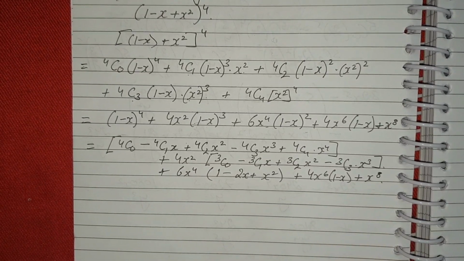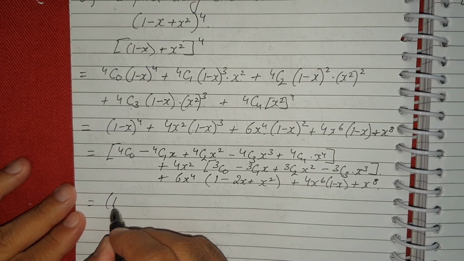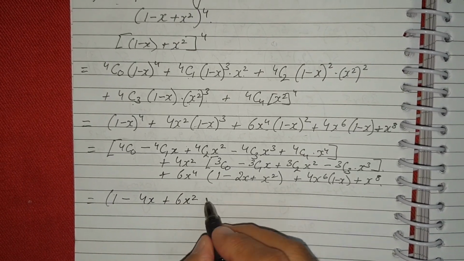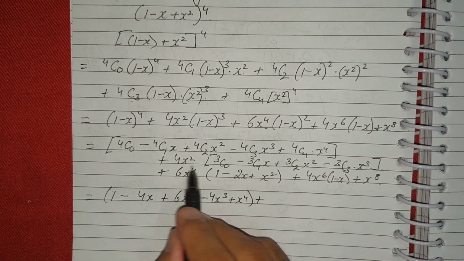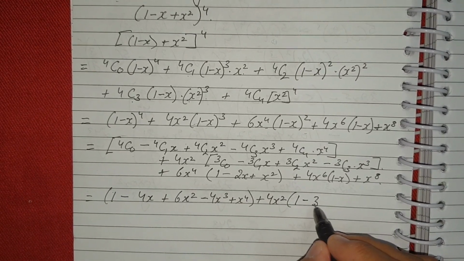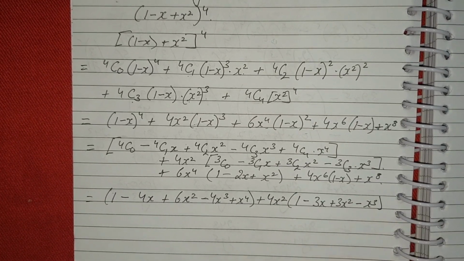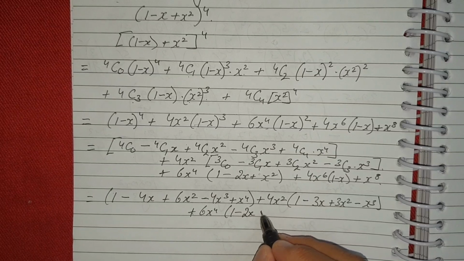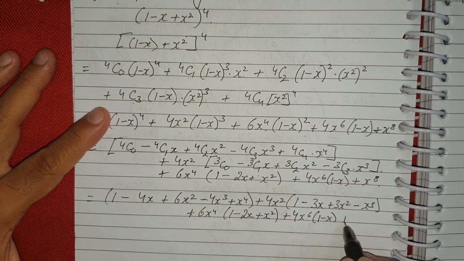Plus 4x to the power 6, (1 minus x), plus x to the power 8. Okay. Now we know what 4c0 is. Now write the values. This is 1 minus, 4c1 is 4, this is 4x, 4c2 is 6, 6x square, 4c3 is 4, this is minus 4x cube plus x to the power 4. Okay. Now plus this thing 4x square. Now we know that 3c0 is 1 minus 3x, 3c2 is again 3, plus 3x square, this is 1 minus x cube, 3c3 is 1. Okay. Plus 6x to the power 4, this is 1 minus 2x plus x square, plus 4x to the power 6, 1 minus x, plus x to the power 8.